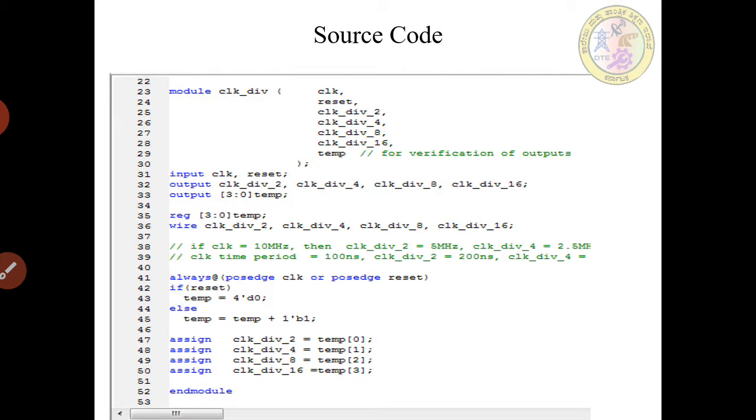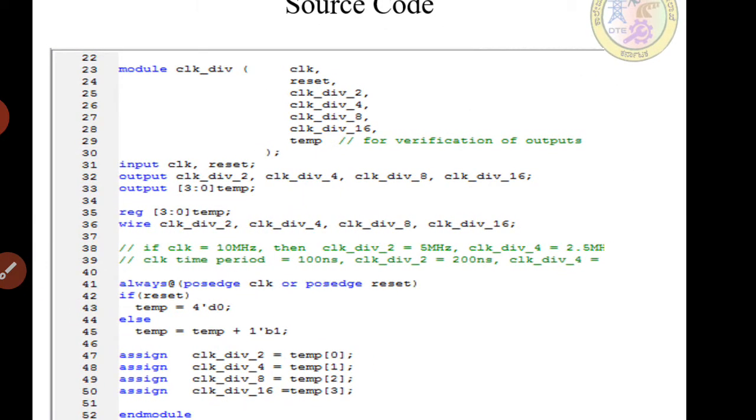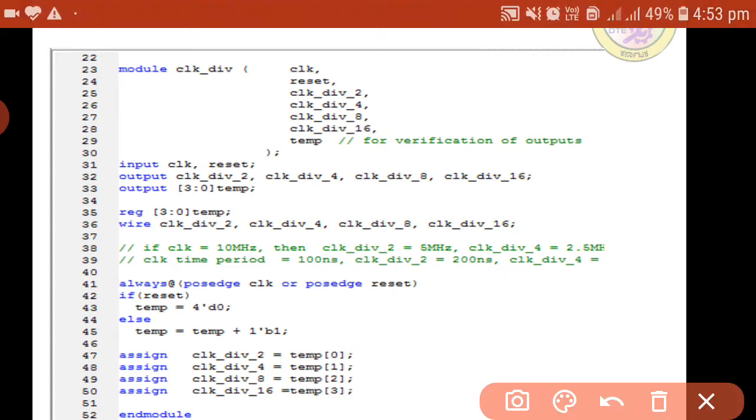So let's go for the source code. How to write the Verilog code for that? Module is the keyword and clock_division is the module name. We need to take one input as clock and four outputs: the input clock divided by 2, clock division by 4, clock division by 8 and clock division by 16. And temp is nothing but the counter.